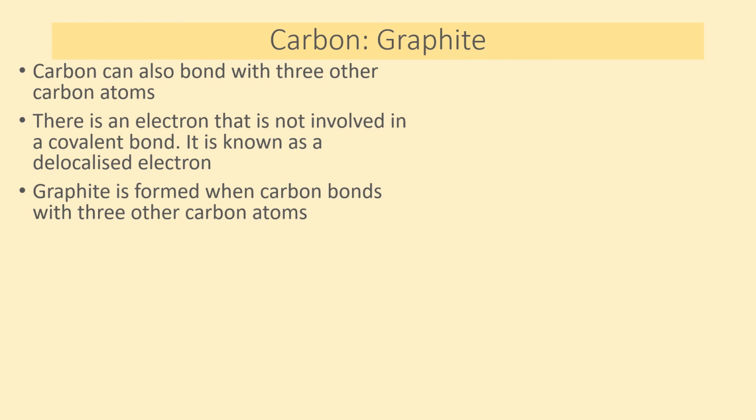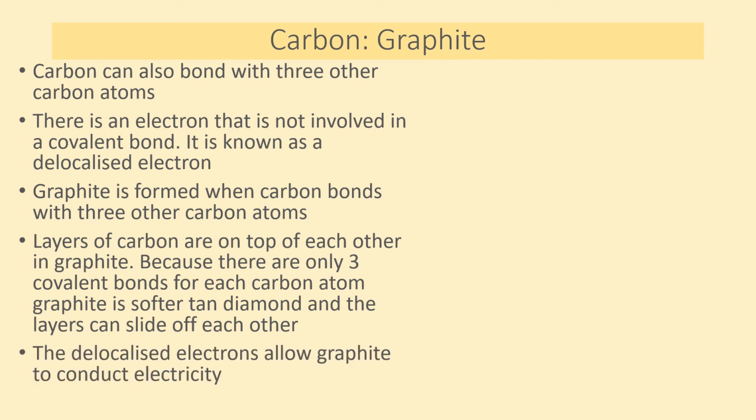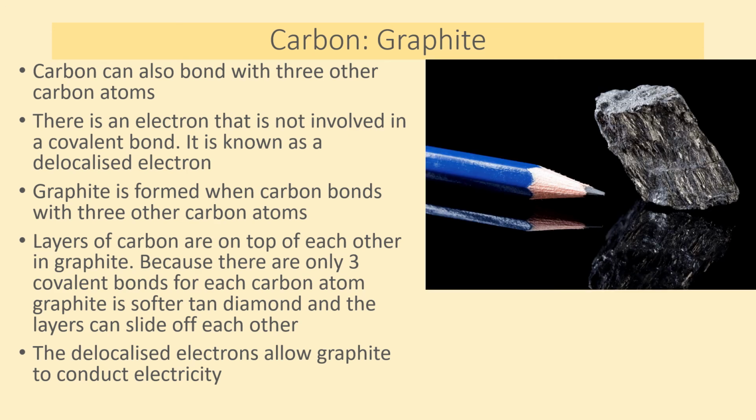So we have carbon bonds with 3 other carbon atoms, and we get them now in layers. We get sheets of covalently bonded carbon on top of each other. And because we've only got 3 covalent bonds, graphite is softer than diamond, and the layers can slide off each other, which makes it very useful for things like pencils, because we can then write with it. It also conducts electricity because of those delocalized electrons that are free to move.